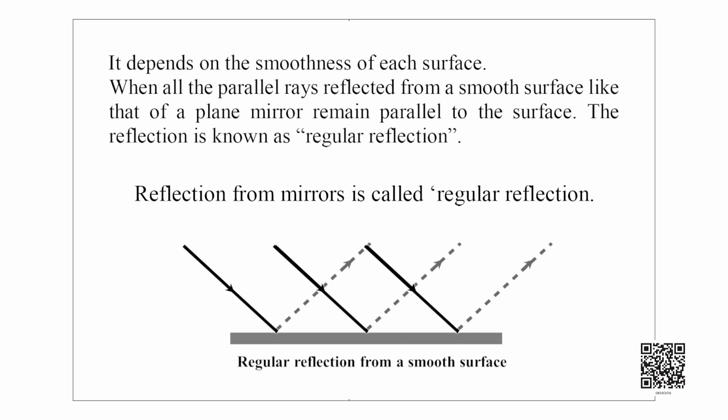When parallel light rays are reflected from a smooth surface, the smooth surface acts like a plane mirror and the reflected rays remain parallel. This reflection is known as regular reflection. Reflection from mirrors is an example of regular reflection.